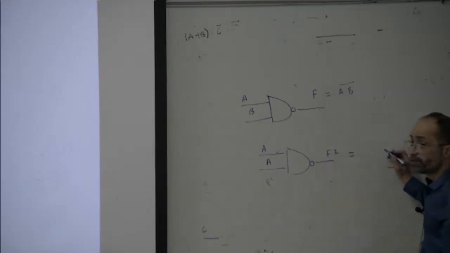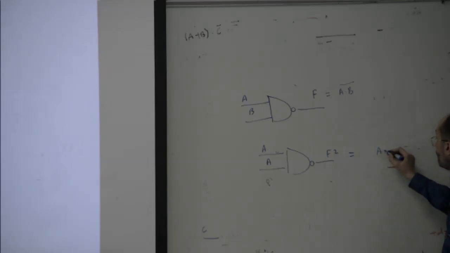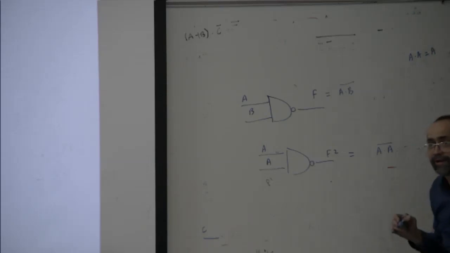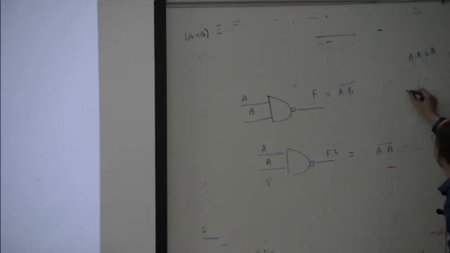What is F2? A dot A whole bar. And what is A dot A? A dot A is actually A. Why? Now there are 2 possibilities of A: 0 and 1. So what is A dot A? 0, 0 gives 0, 0, 0, 0, 1, 1, 1, 1. So A dot A is equal to A.